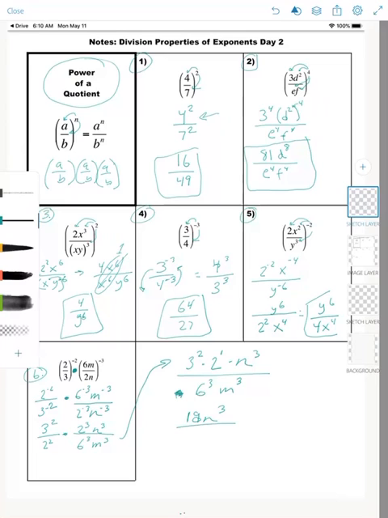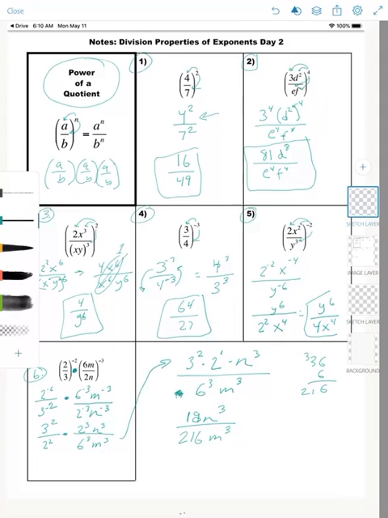18n cubed over 6 times 6 is 36 times another 6. If you punch that in your calculator, you should get, I'll do that off to the side, I think it's going to be 216. So we have 216 m cubed.